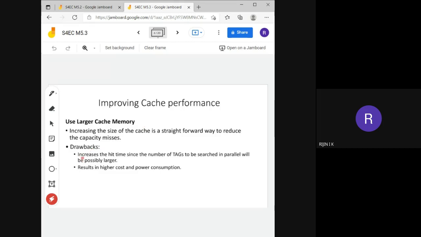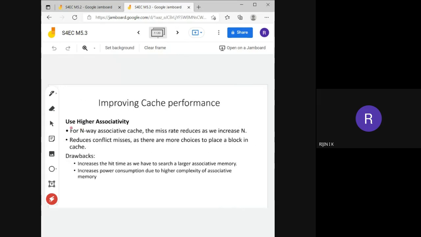That is, it will increase the hit time, since the number of tags to be searched in parallel will possibly be larger. Then that results in higher cost and power consumption. So those are the drawbacks of using large cache memory. Using large cache memory will improve the performance of the cache memory.